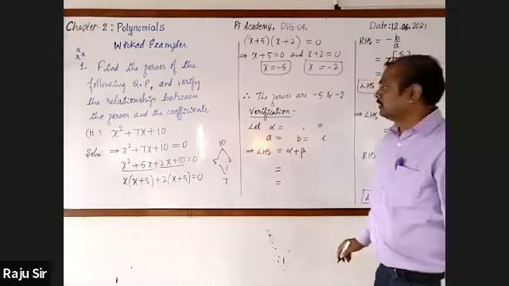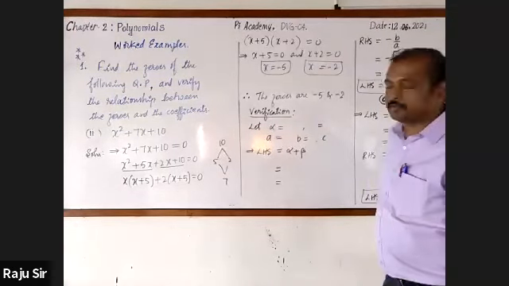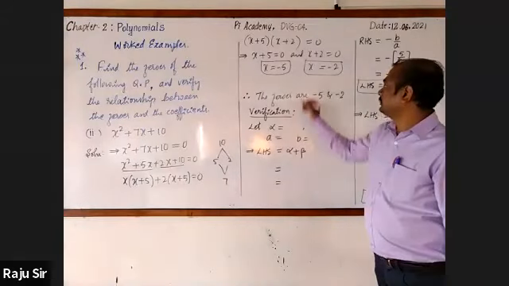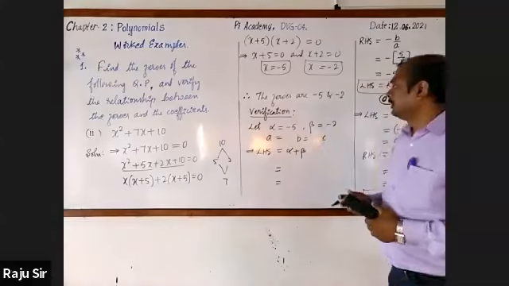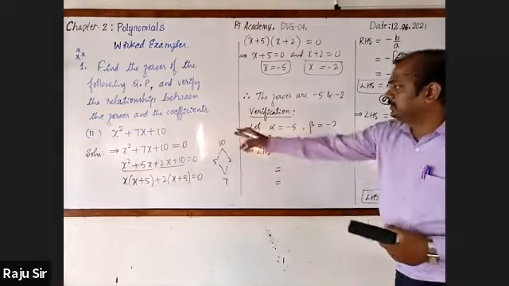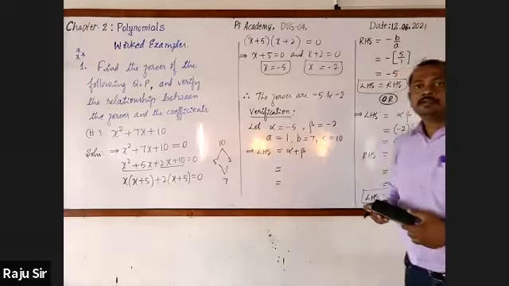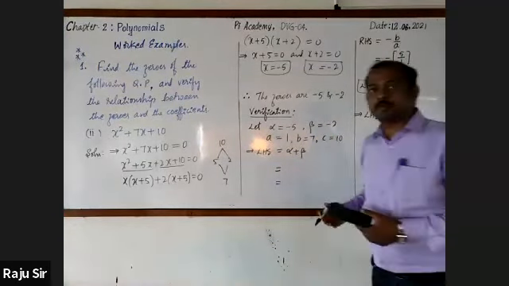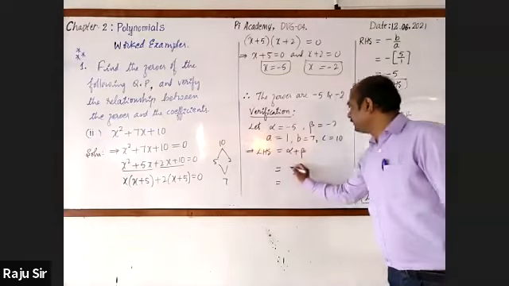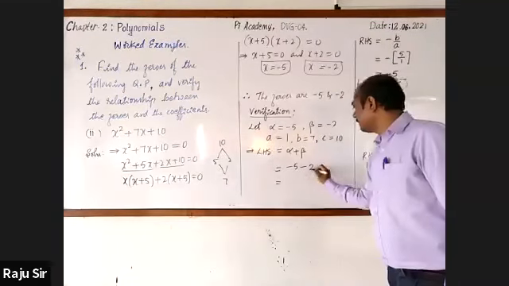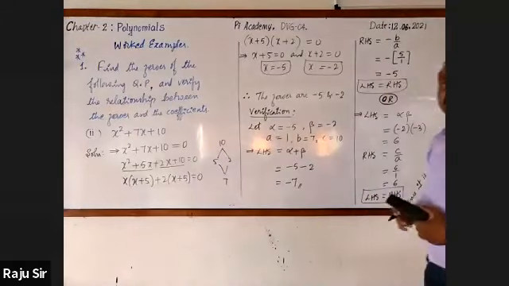Now you write verification. Alpha is minus 5, beta is minus 2. Then the coefficients a, b, and c: a is 1, b is 7, c is 10. Then check the first statement, whether alpha plus beta equal to minus b by a. Alpha is minus 5, beta is minus 2. This will be minus 7.